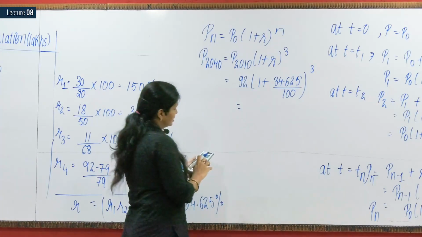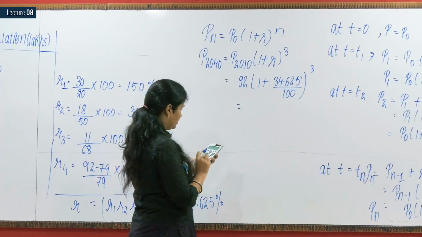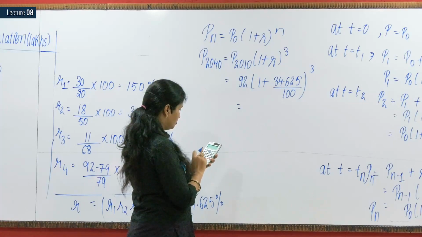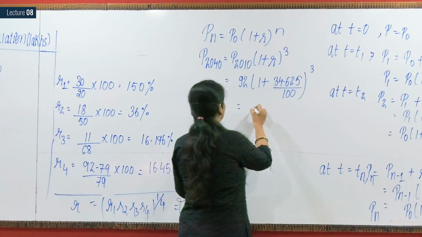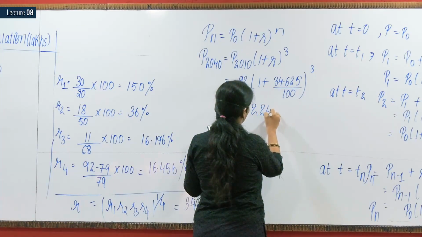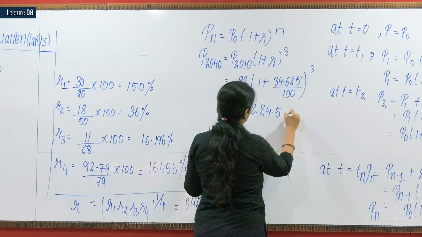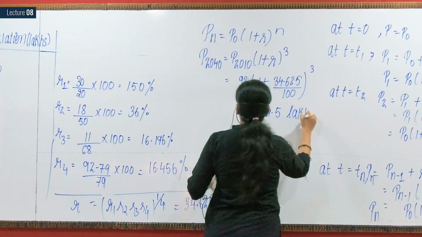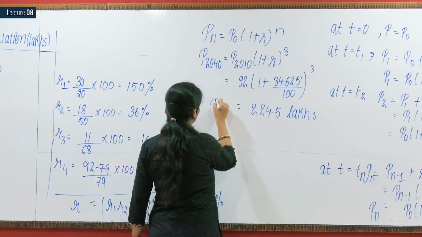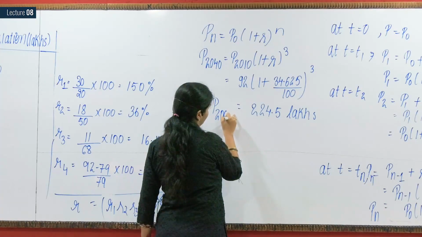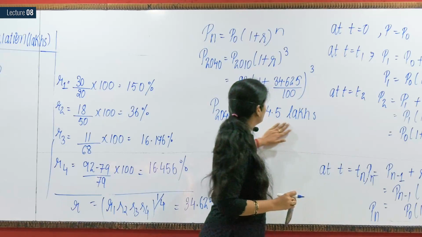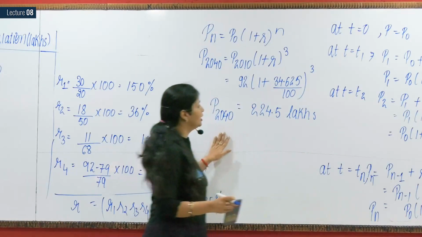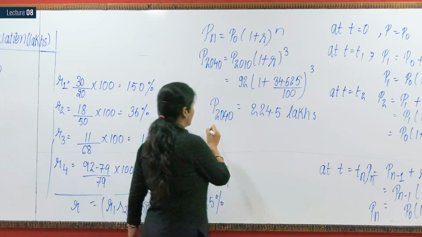So, we will solve this: (34.625 divided by 100 plus 1) cubed into 92. So what are we getting? 224.5 lakhs will be the population in 2040. Fine. 224.5 lakhs will be the population in 2040. That is how you calculate it, similarly.